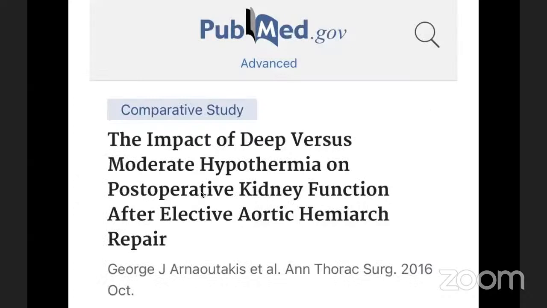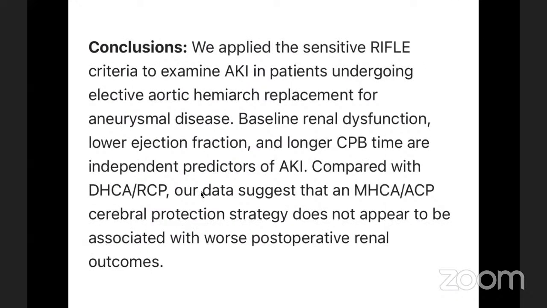And then here they are talking about the impact of deep versus moderate hypothermia on post-op kidney function after elective aortic hemiarch repair. They applied the sensitive RIFLE criteria and so on to examine the AKI in patients undergoing elective aortic hemiarch replacement for aneurysmal disease. Compared with deep hypothermic circulatory arrest with retrograde cerebral perfusion, their data suggested that the moderate with antegrade cerebral protection strategy just does not appear to be associated with worse post-op renal outcomes.